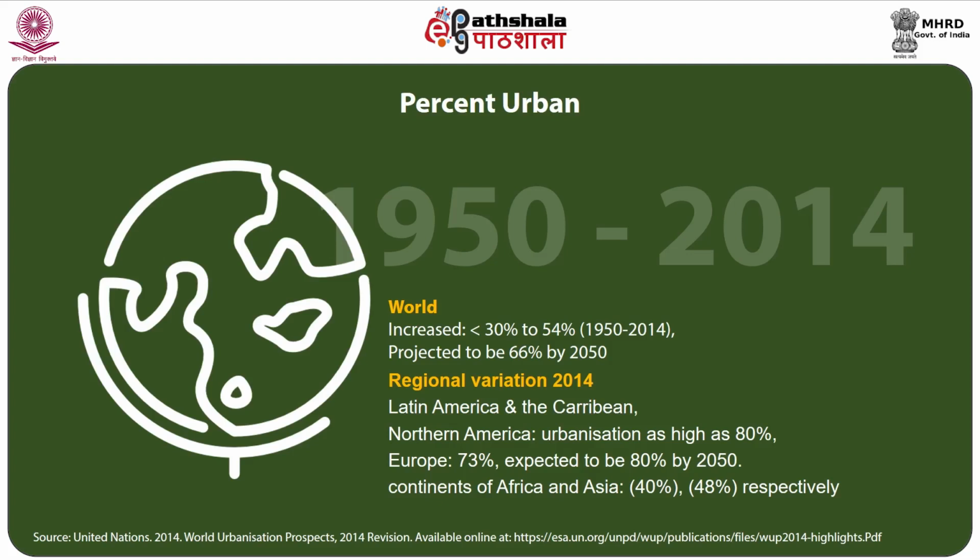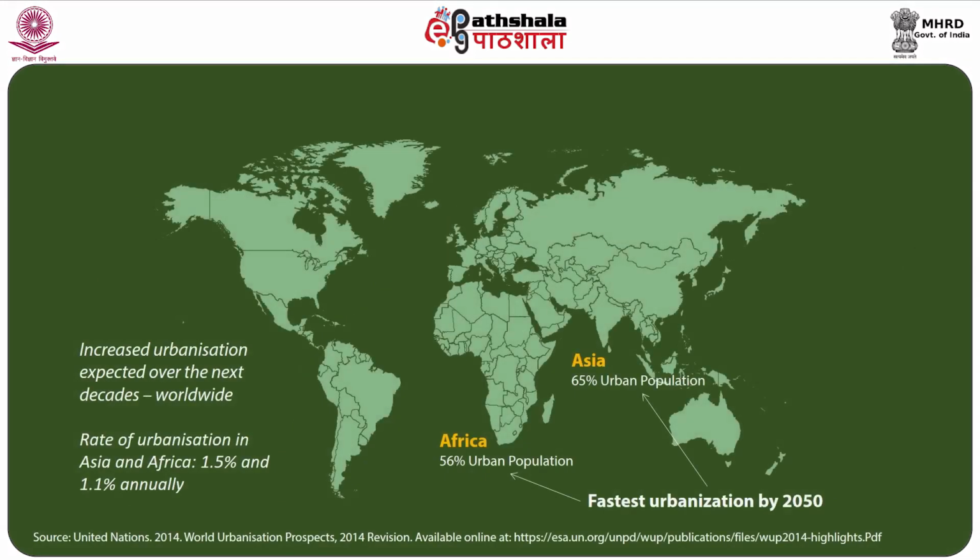The continents of Africa and Asia, which are predominantly rural, have urbanization as low as 40% and 48% respectively. Overall, it clearly shows that worldwide increased urbanization is expected over the next few decades, and the fastest urbanization is going to be in less developed countries and regions like Africa and Asia, which are projected to reach 56% and 64%, and the rate of urbanization in Asia and Africa is as low as 1.5% and 1.1% annually.